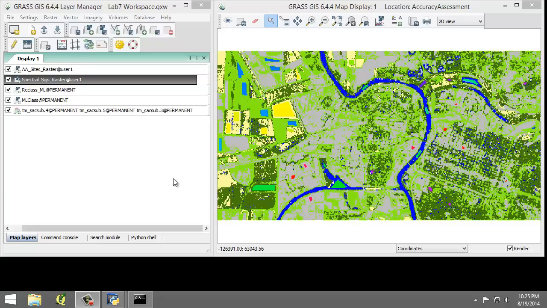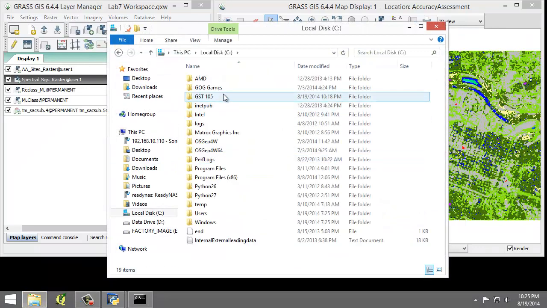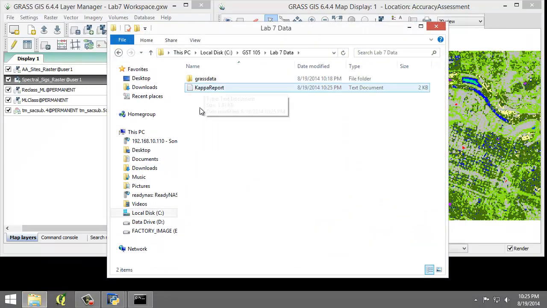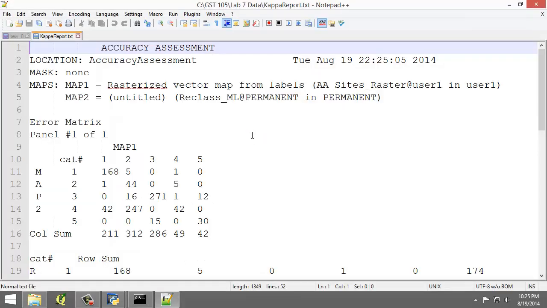In this task, we will open, review, and interpret the Kappa report generated in Task 2. So I'm going to use my text editor to open the created Kappa report to view it. So I'm going to go to my lab directory, and I'm going to right-click on Kappa report and edit in Notepad++. You can open it in whatever editor you choose.